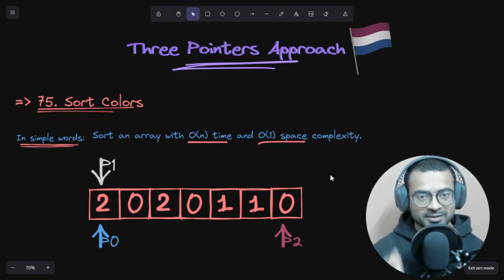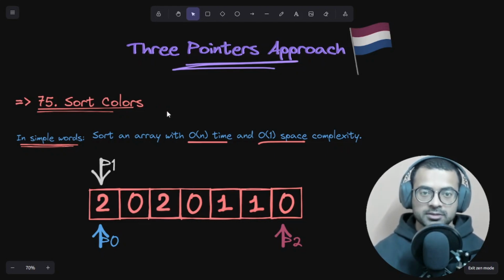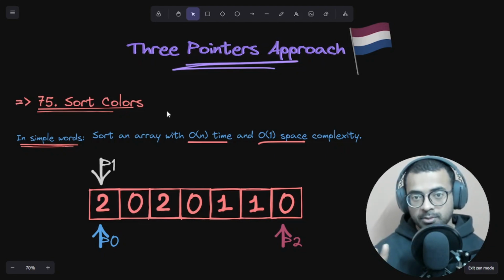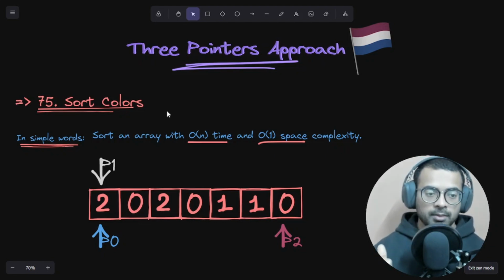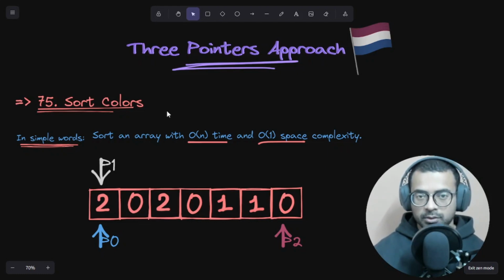And now let's jump towards today's question. So today we are going to solve question number 75 of LeetCode, which is Sort Colors. Now for the past questions we were using the two-pointer approach, but for this question we are going to use the three-pointers approach.